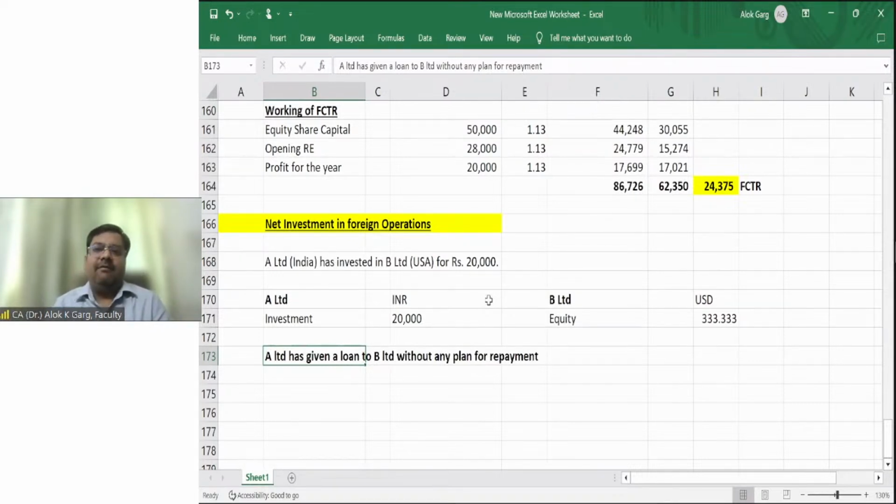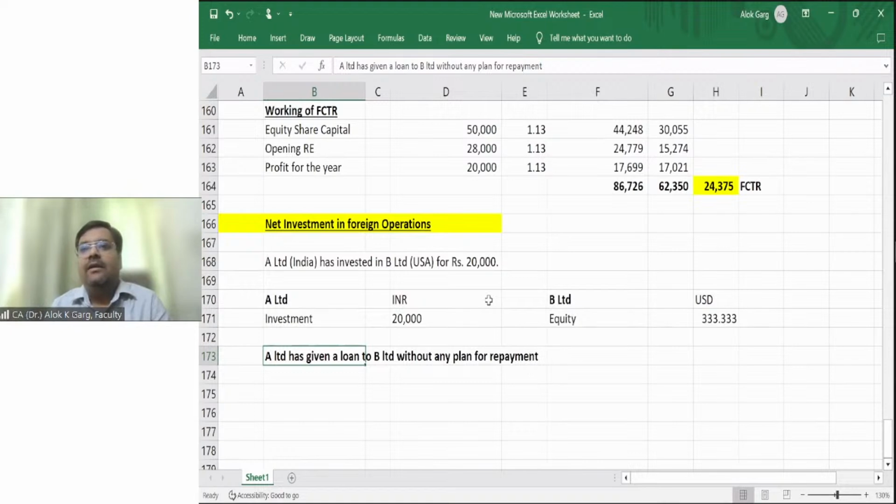So A Limited has given a loan. A Limited has not acquired investment. A Limited has not invested in the equity, but A Limited has given a loan without any plan for repayment. A Limited has said that enjoy this loan, do your operations, right? In this case, in the form, it is a loan, but in the substance, it is having a color of equity.